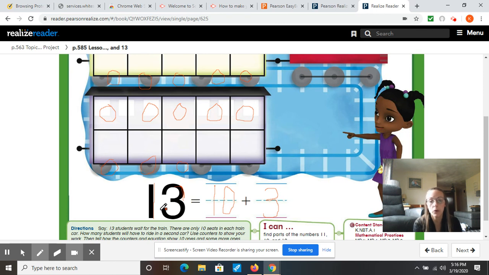We're going to work a little bit more finding parts of 11, 12, and 13 on the next page. So I'll see you in a few minutes.